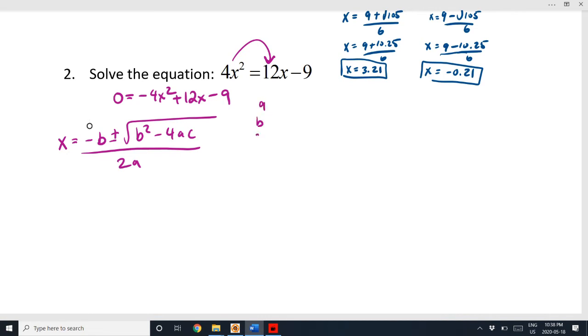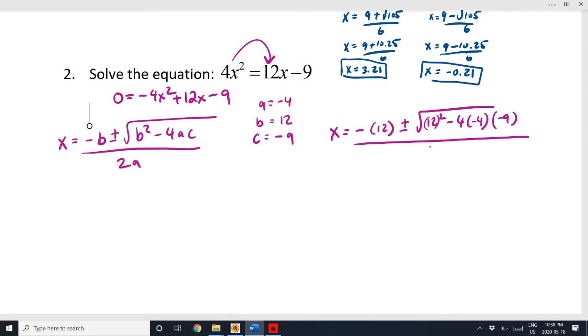And our a, b, and c values are: a is negative 4, b is 12, and c is negative 9. So let's start plugging it in. We have x is equal to negative b, which is 12, plus or minus the square root of b squared, which is 12 squared, minus 4 times a, which is negative 4, times c, which is negative 9, all over 2a, which is 2 times negative 4. So let's start simplifying what we have here.